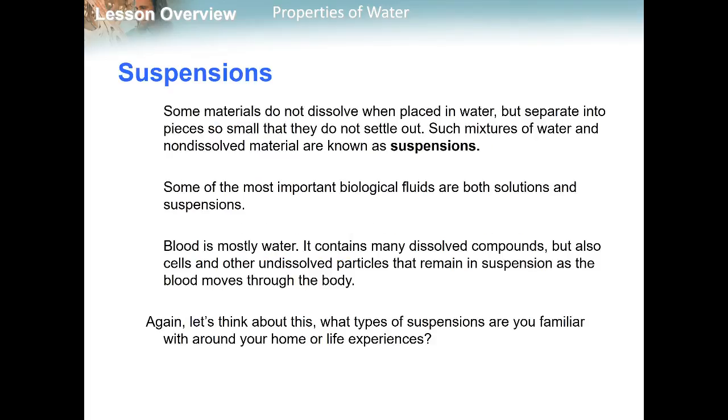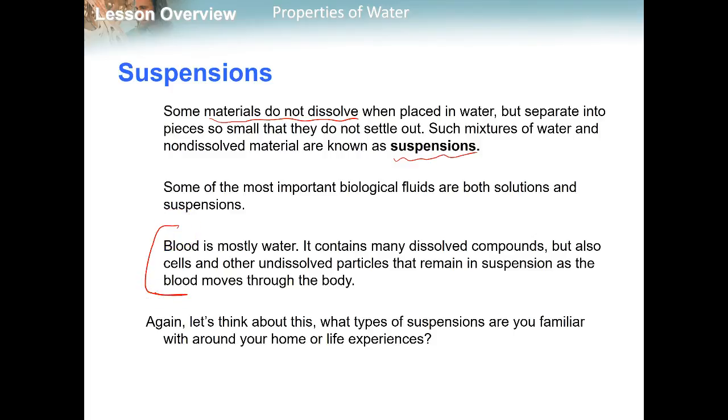Now suspensions, they're a little bit different. Suspensions happen because materials do not dissolve when they're placed in water, but instead they're separated into pieces, and these pieces kind of suspend and are held in there, and these are called suspensions. Okay, some of the most important biological fluids are both solutions and suspensions, and the biggest example is blood.